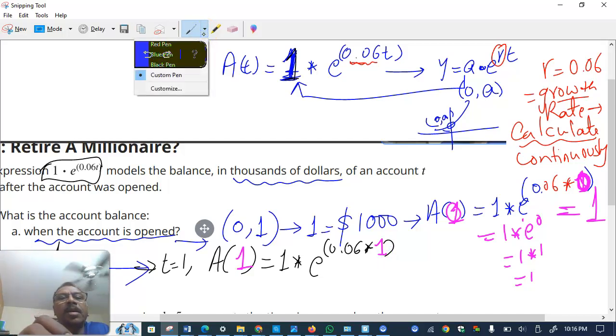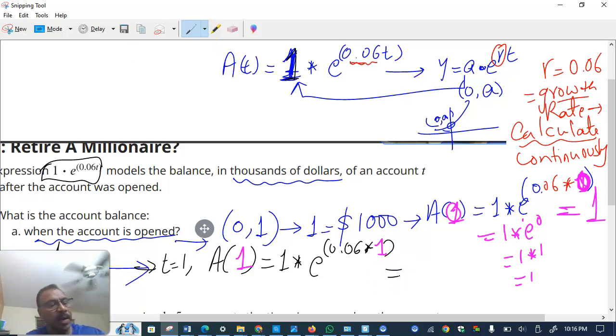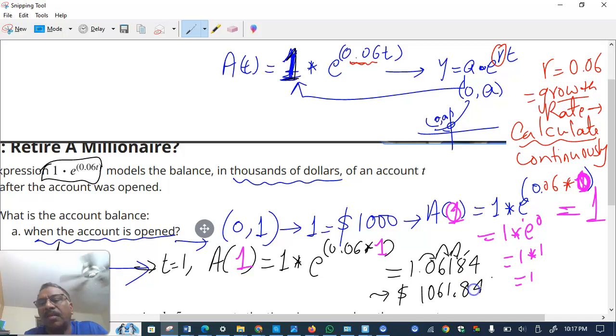So when you put it in the calculator, since you already know how to use the calculator, the answer turns out to be 1.06184. On the calculator, because of the time, I'm just not showing. So what this basically means, you want to know in dollars. So all you do is move 3 places, so it becomes 1061.84. That's the answer for the one.